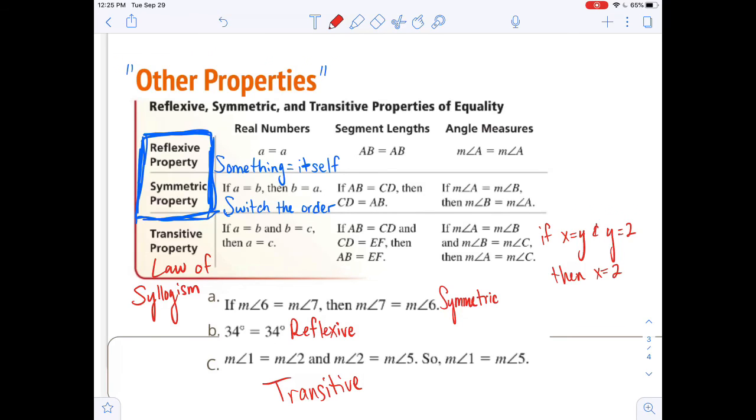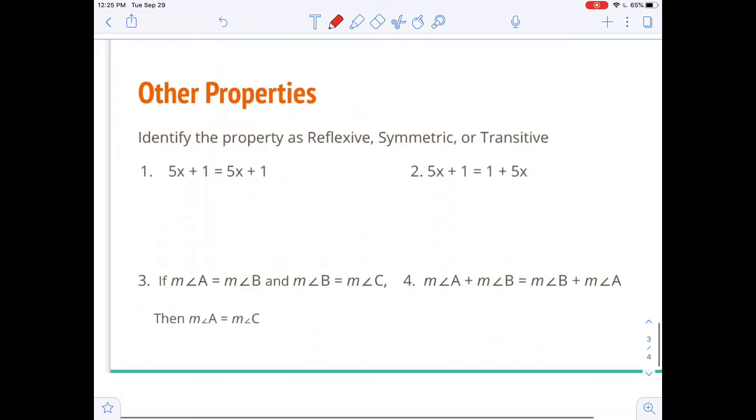I'm going to give you guys a second. See if you can identify the properties here. Remember, reflexive does not switch the order. Symmetric does. So pause the video, see if you can get these, and then unpause, check your work.